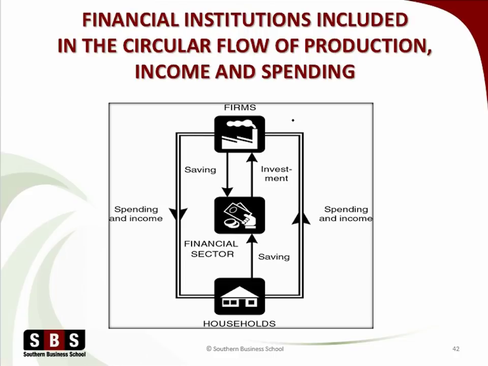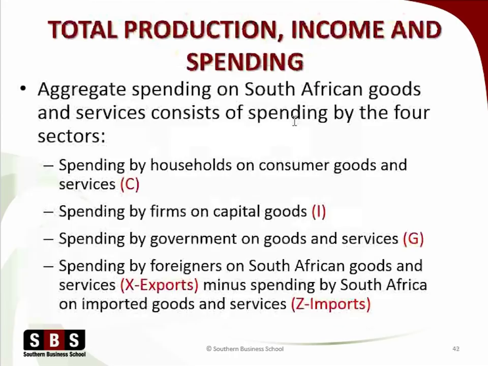And then this is the one flow where the financial institutions are included in the circular flow. So you must show the financial sector: savings go to the financial sector, and then from the household is the spending and income to the firms, and the firms spend back to the household. So it's just the financial institutions included. It's important, this slide here is also important, slide 43.